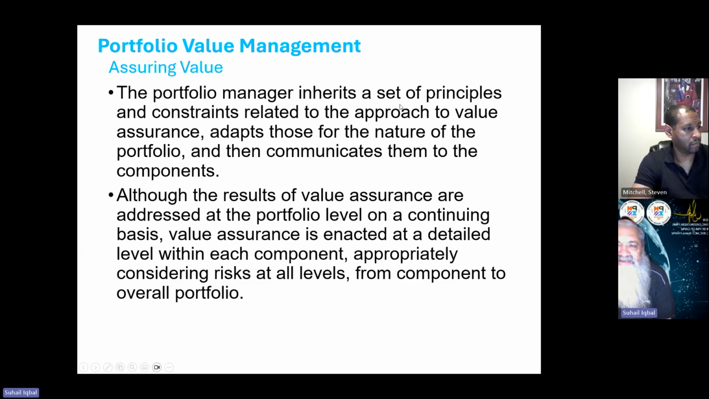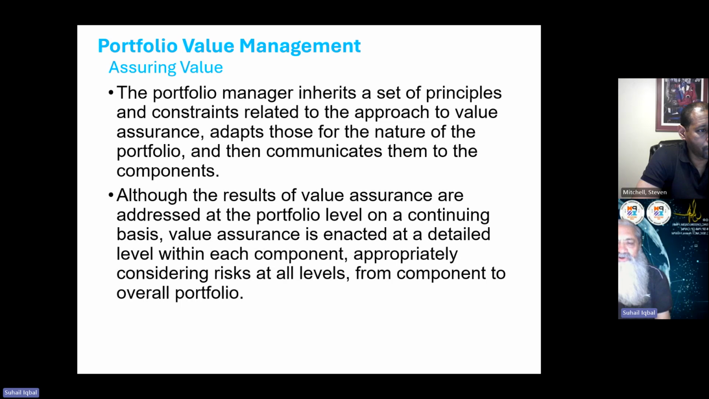The portfolio manager inherits a set of principles and constraints related to the approach to value assurance. He adopts those for the nature of the portfolio and then communicates them down to the components, so they can make use of them and adapt to what the portfolio dilemma is.